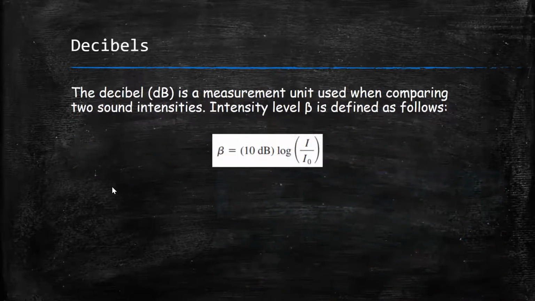Okay, to proceed, we have this decibel. So decibel is a measurement unit used when comparing two sound intensities. Intensity level beta is defined as follows.